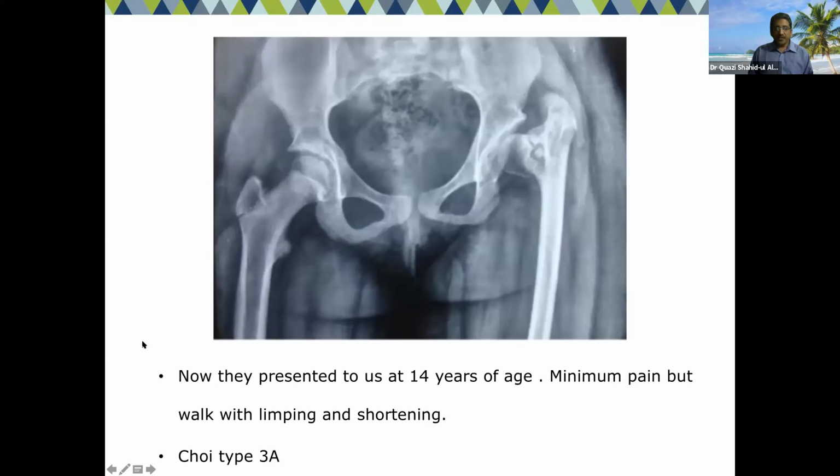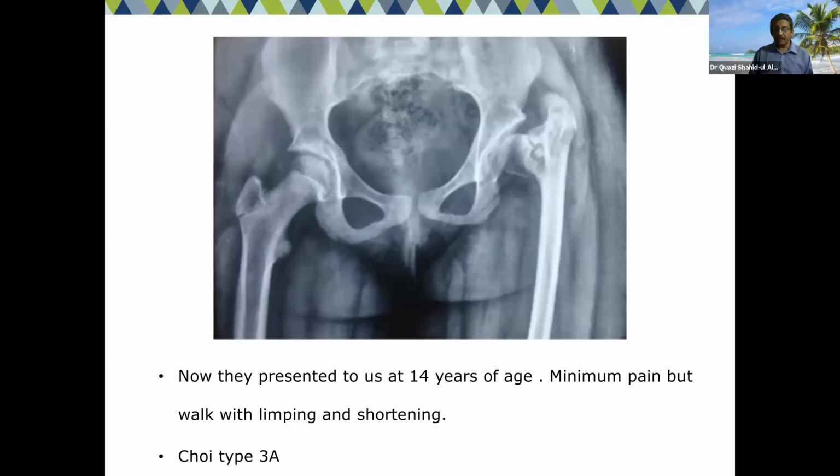So that child actually presented to us when he was 14 years of age. And this is how the X-ray looks now. There is very minimal pain, but he walks with limping and shortening. It's a typical type 2A, class 3A. A varus position is noted.